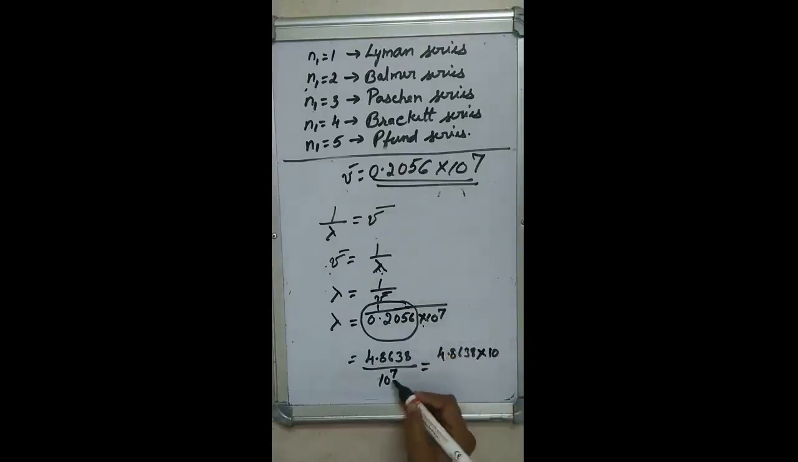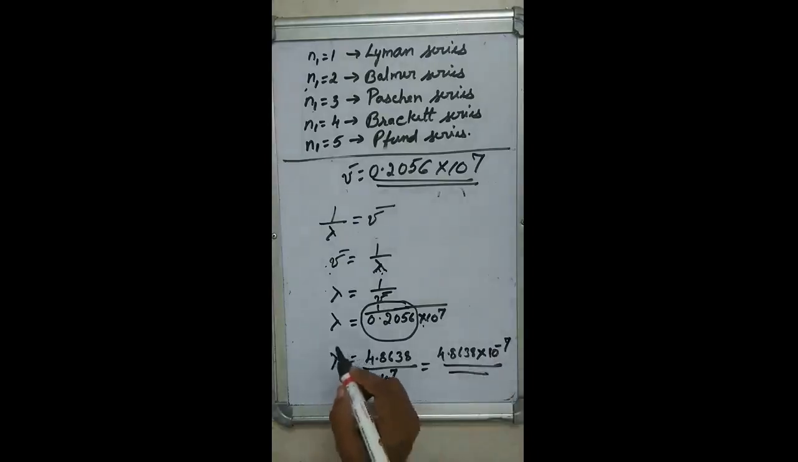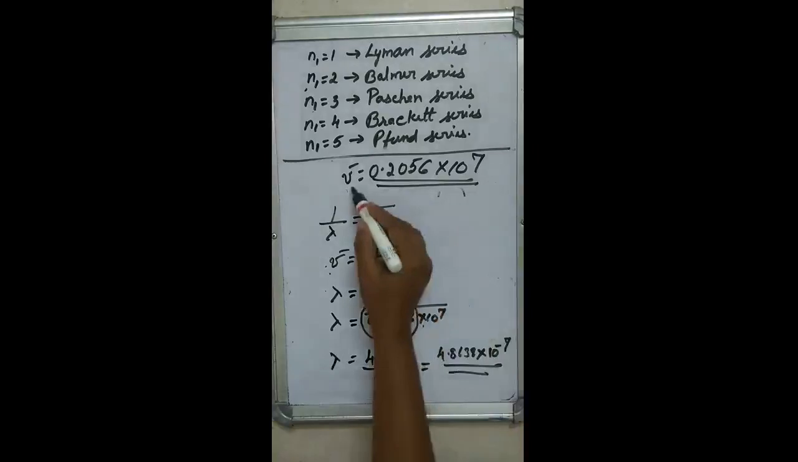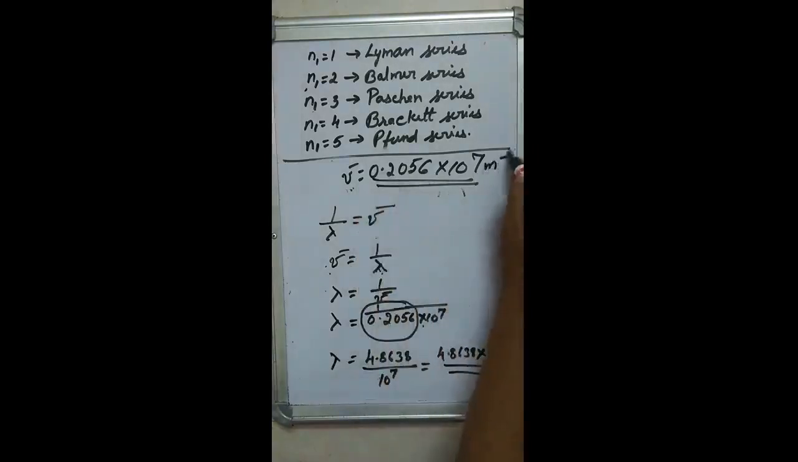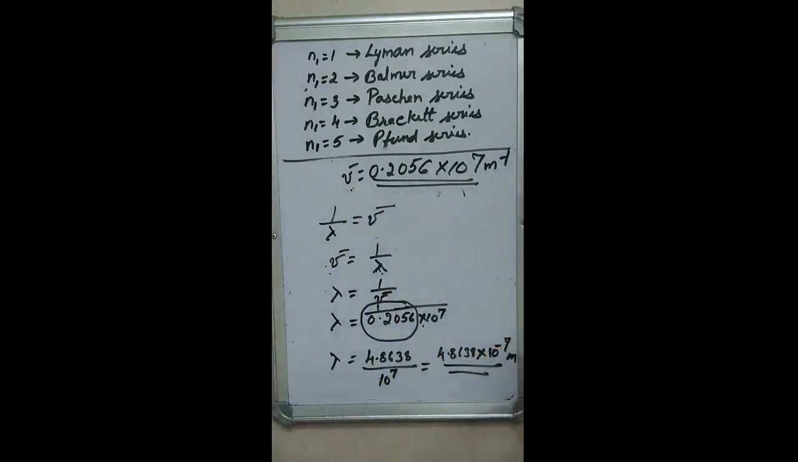So at that time what happened? This is plus 7. While it shifts into the numerator, it becomes 10 to the power minus 7. So this is lambda. Lambda means it is nothing but wavelength. Now here, since it is a wave number, it is written in the form of meter inverse. Unit is compulsory. Wave number is meter inverse. Wavelength is meter. I hope you understood the concept. So writing unit is very important.